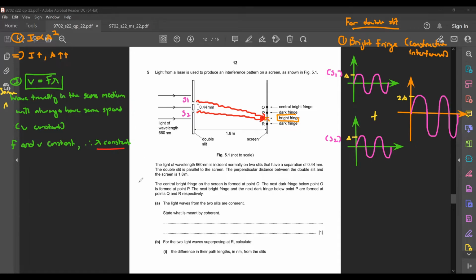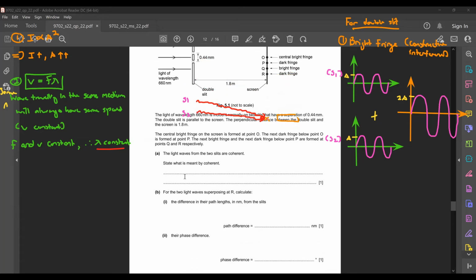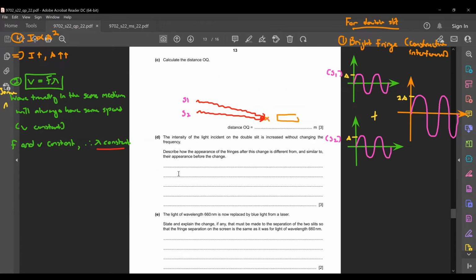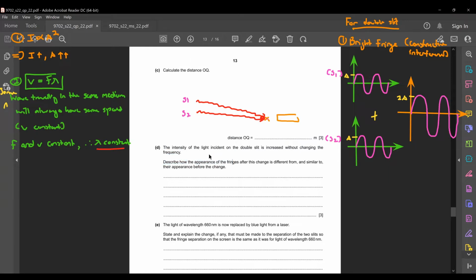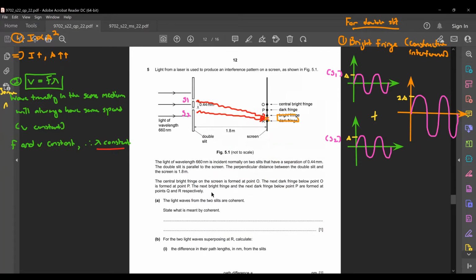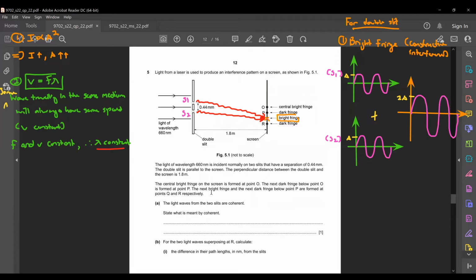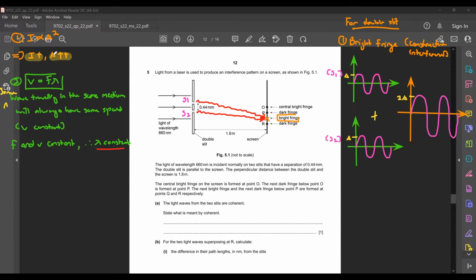Now, for the part where they told you that the intensity of light is now increased, what does having a larger intensity of light here do to your bright fringe? If you're talking about the intensity of light now being bigger, just now I mentioned to you early on, if intensity increases, amplitude will become larger, isn't it? So here, you can think of it as this now.